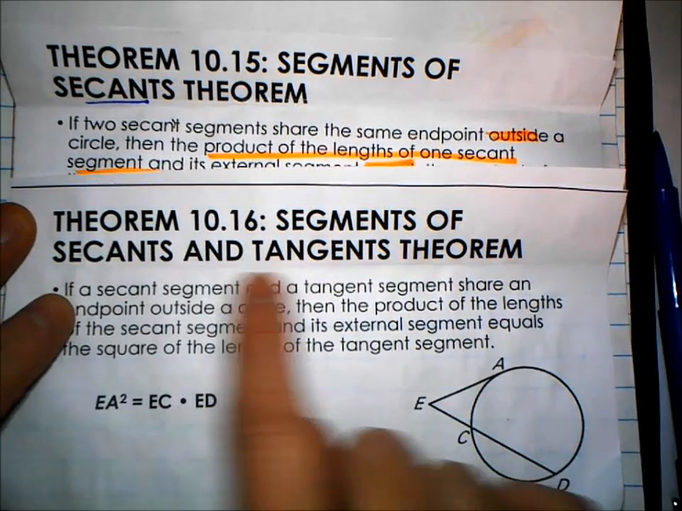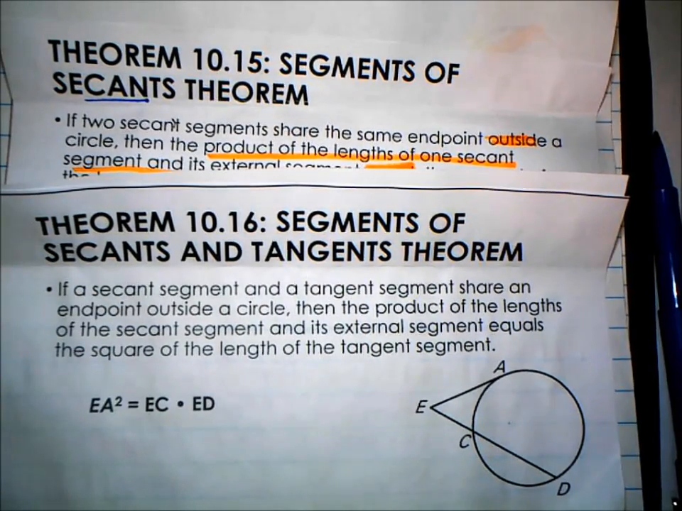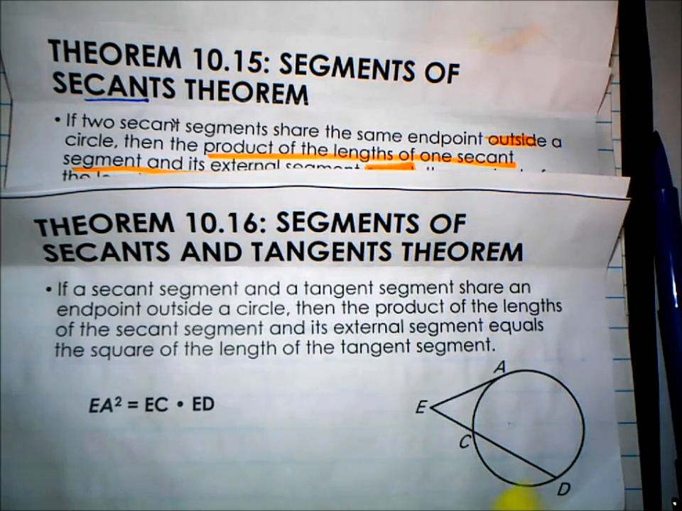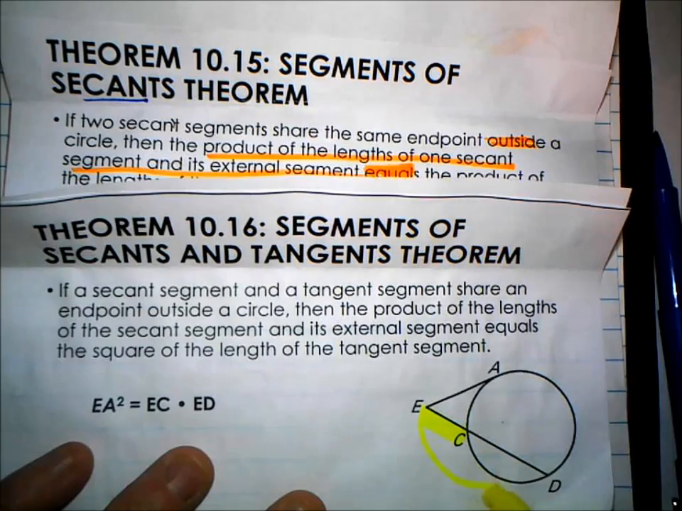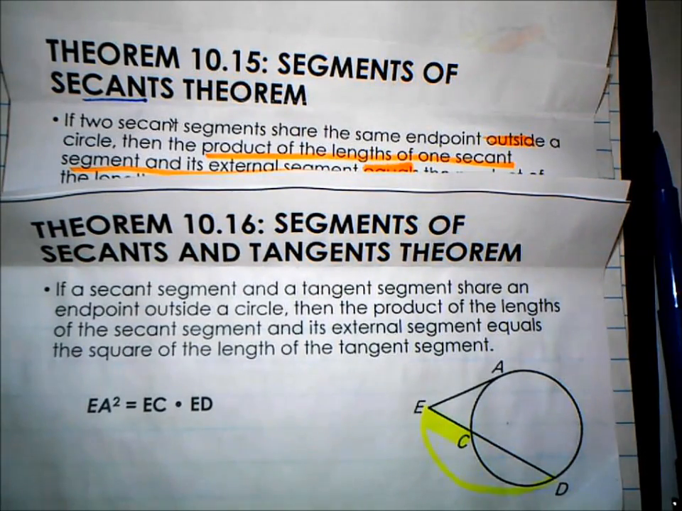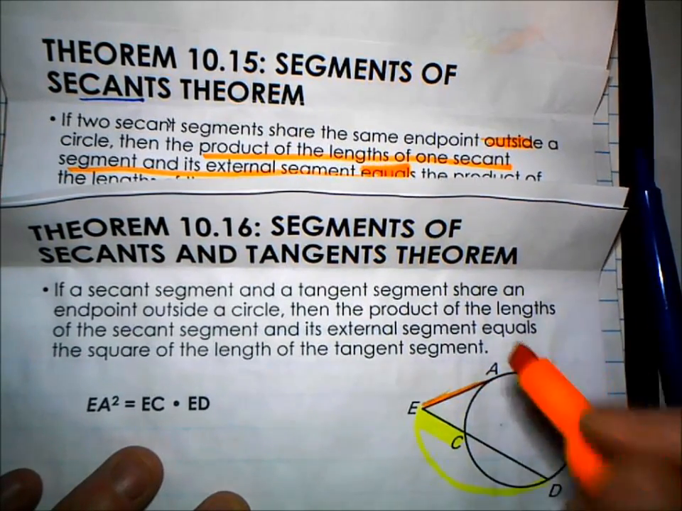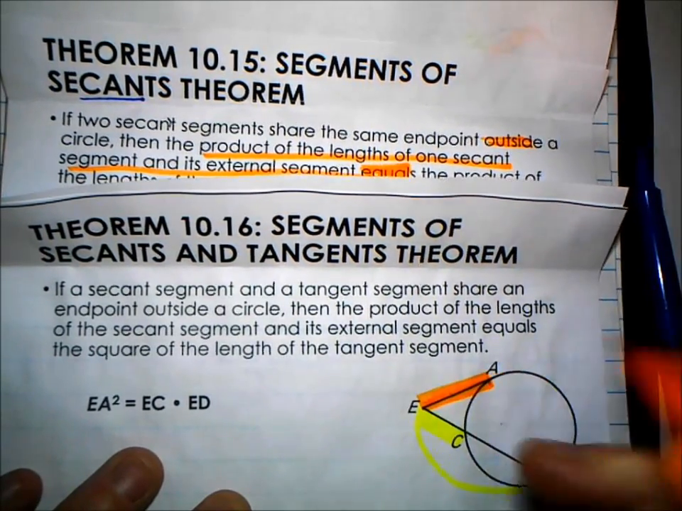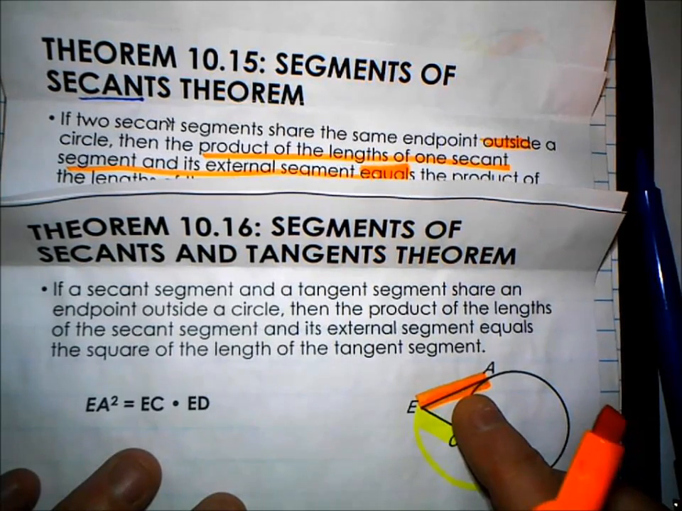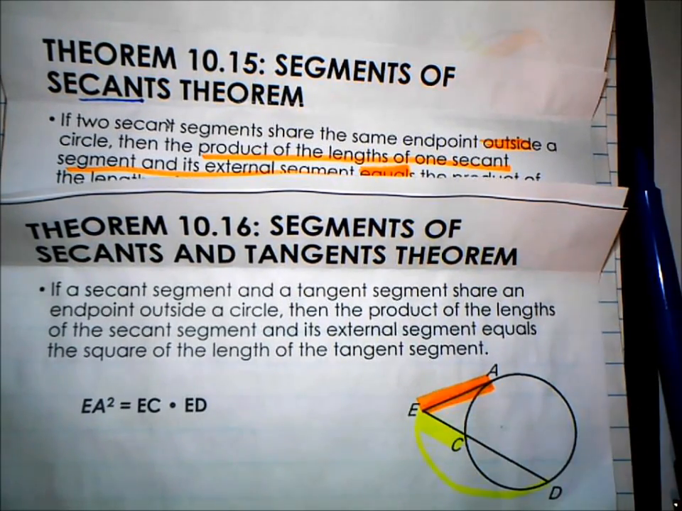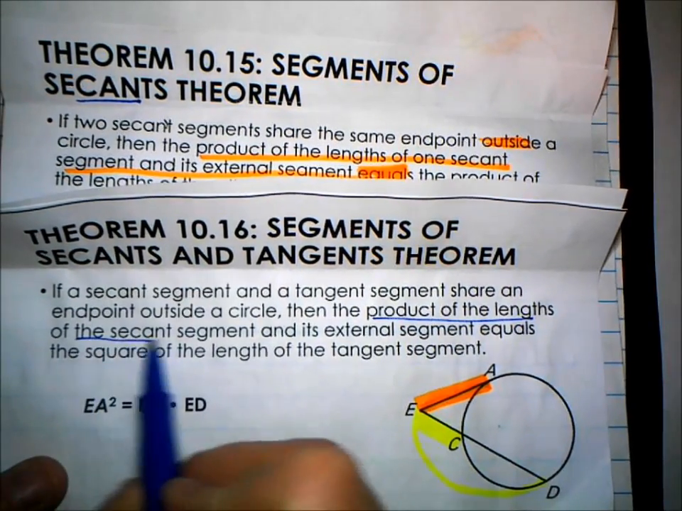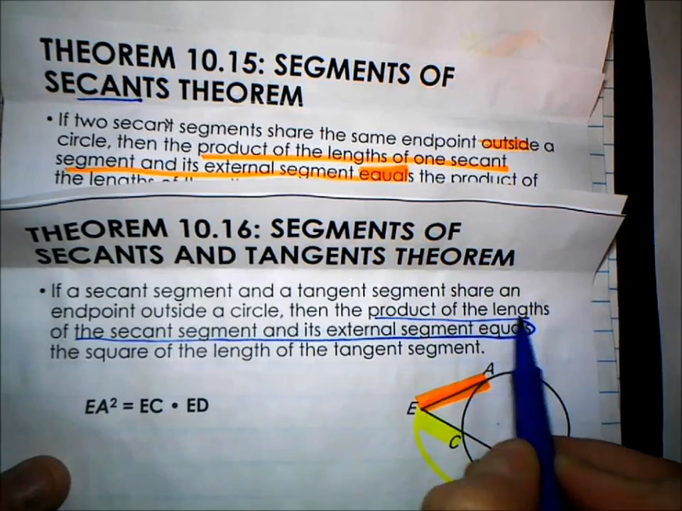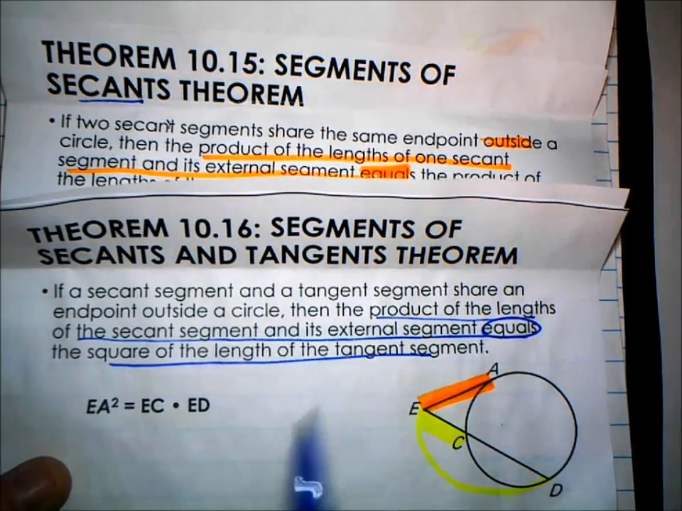Then on theorem 10.16, this is dealing with a secant and a tangent this time. The secant will be the same pattern that you had on the previous one. You'll take the outside and multiply it times the entire length of your segment. But the tangent one, you're just going to square it, because the tangent is both the outside as well as the entire segment. So it's the product of the length of the secant segment and its external segment equals the square of the length of the tangent segment.